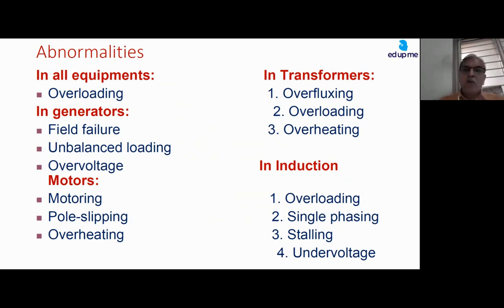But beyond the faults, abnormalities also can occur. Overloading can occur in all equipment. The current passing through the equipment is more than its rated current. In generators, it can be field failure, unbalanced loading, over voltage, motoring, pole slipping, and overheating. In induction motors, overloading, single phasing, stalling, under voltage. In transformers, it is over fluxing, overloading, and overheating. These are the abnormalities.